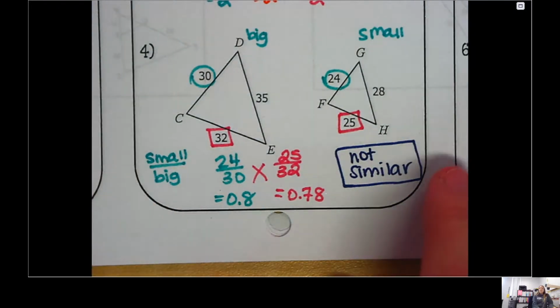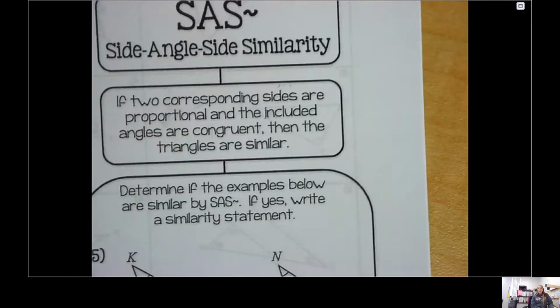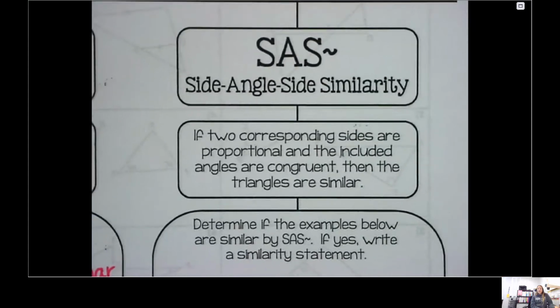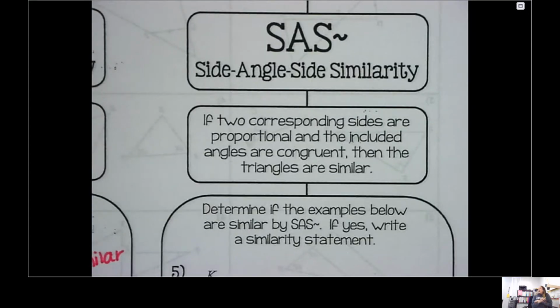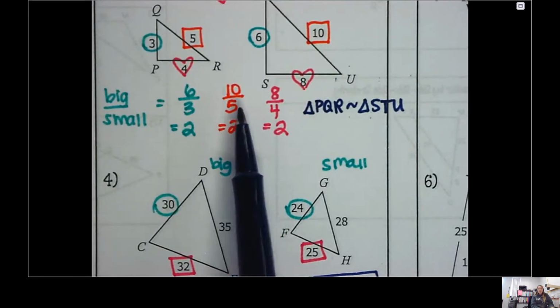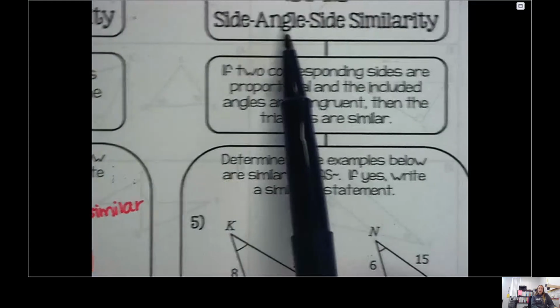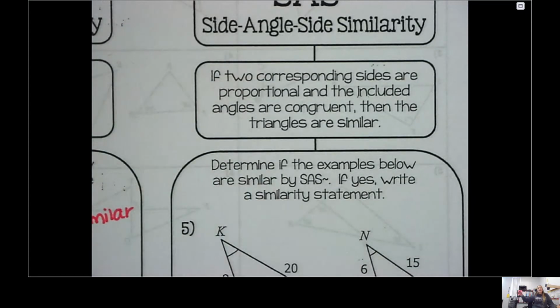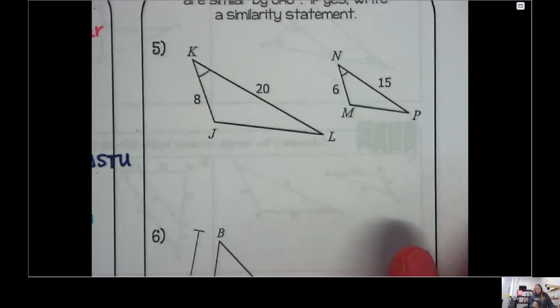Okay, last one is side angle side. And it's exactly like what you think. You need to have two sides that are proportional, so you need to have two fractions that match. And then you need to have one angle that is exactly the same in both of them. So one angle that's congruent and two sides that are proportional. So let's take a look at number 5.